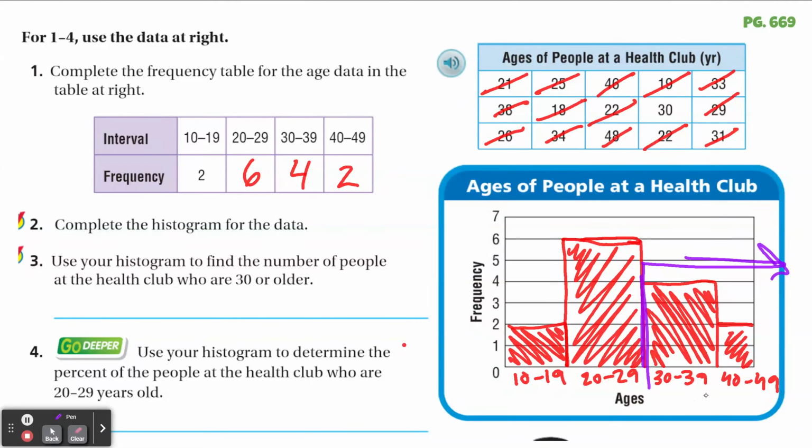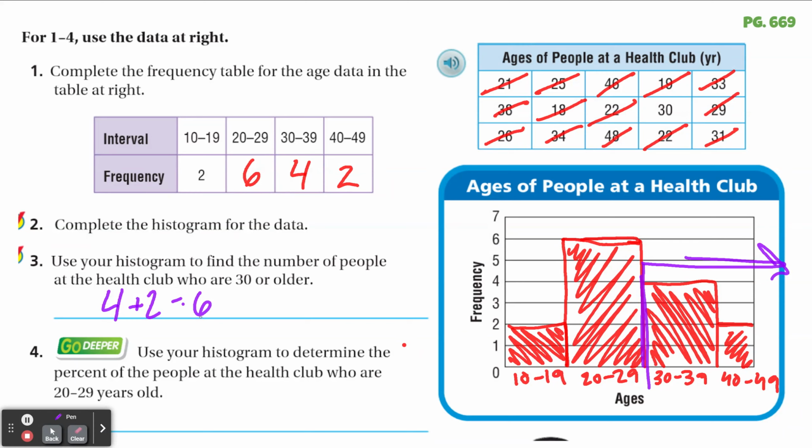So in 30 to 39, we have 1, 2, 3, 4. And then in 40 to 49, we have 1, 2. So 1, 2, 3, 4 plus 2 is going to give us 6 members of the health club who were over 30.